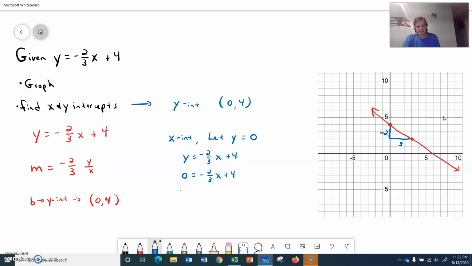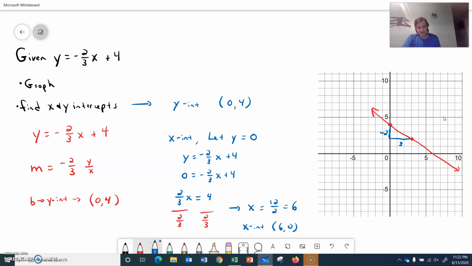I'm going to add the 2/3 x to both sides. I'm going to divide by the 2/3. I can do this a variety of ways. If you got questions about it, let me know. But what that gives me is x equal to 12 halves or 6. So the x-intercept is (6, 0).